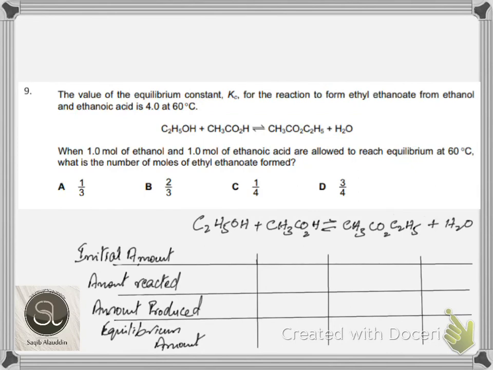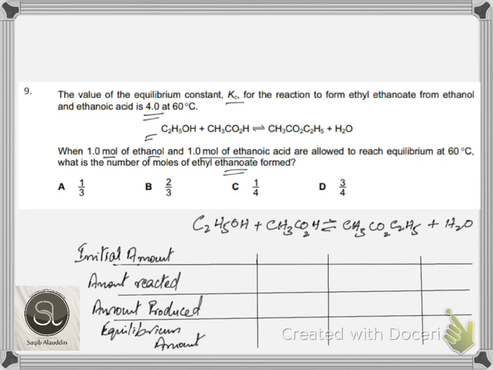Question 9. Now this is a slightly different one. In this question, there's this reaction given and Kc for the reaction is given, and the Kc for the reaction is 4. With the help of that and this information, that 1 mole of ethanol and 1 mole of ethanoic acid are allowed to reach equilibrium, what is the number of moles of ethyl ethanoate formed? Now you have to find the number of moles of ethyl ethanoate.